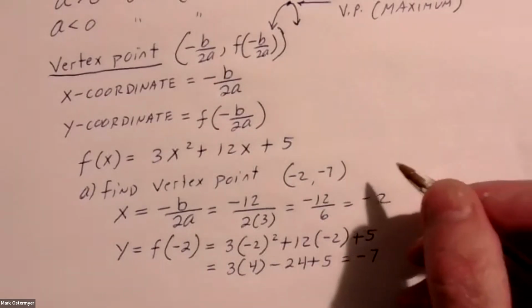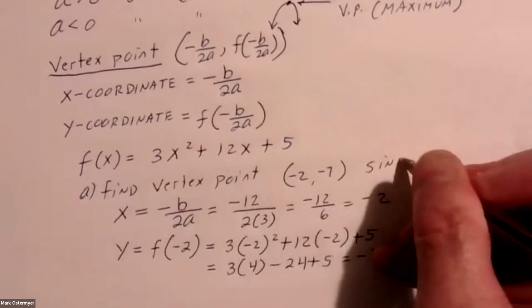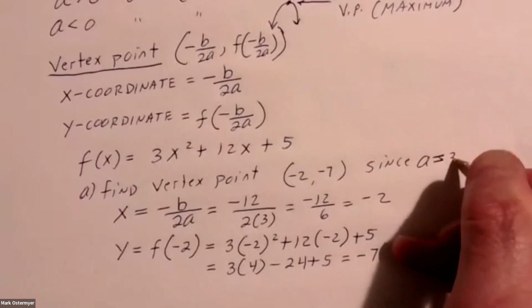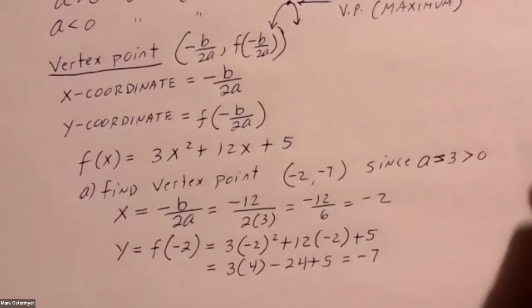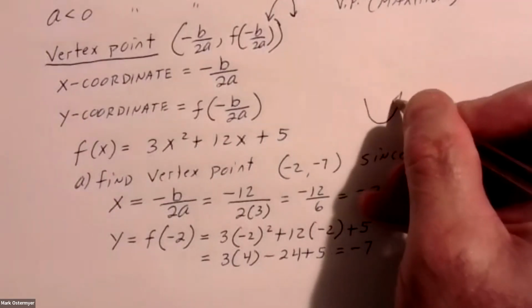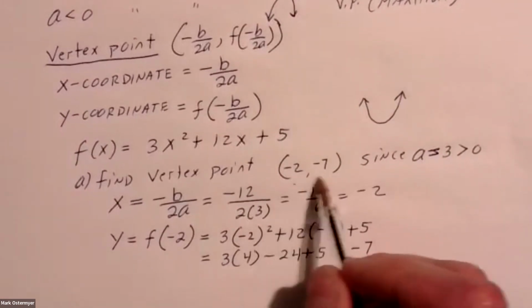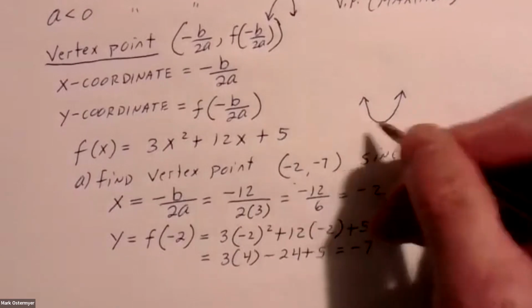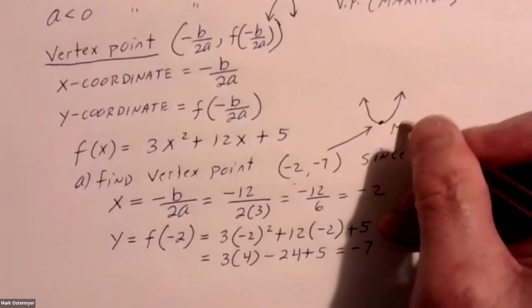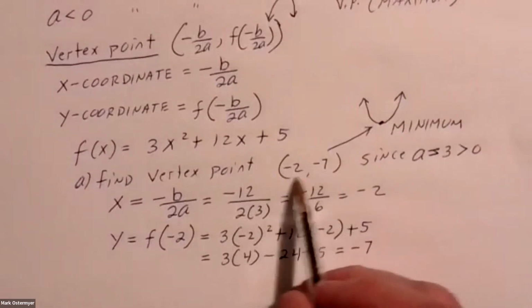Furthermore, notice since a, our leading coefficient, is positive, the graph of this quadratic function is going to be opening upwards. And therefore, the vertex point is going to be rendered as an absolute minimum point. It's going to be the lowest point on the graph here. So it is going to be a minimum, and that would be an absolute minimum of this quadratic function.